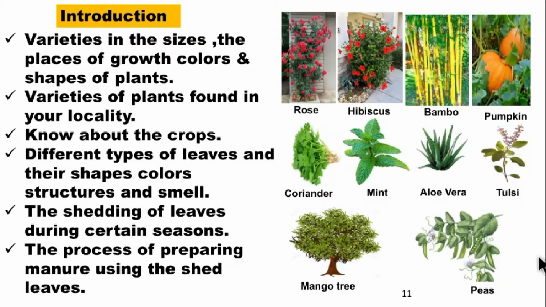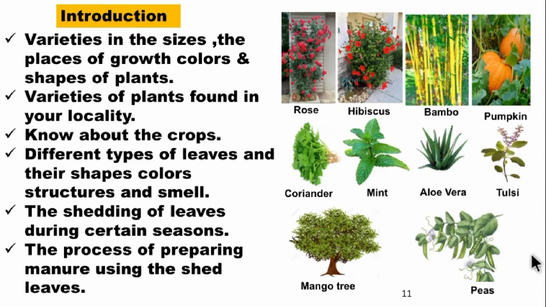So, children, in this lesson, we are going to learn varieties in the sizes of plants, place of growth, colors, shapes of plants, and varieties of plants found in our locality, know about the crops, leaves and their shapes, colors, structures and smell, shedding of leaves during certain seasons, and the process of preparing manure using the shed leaves.